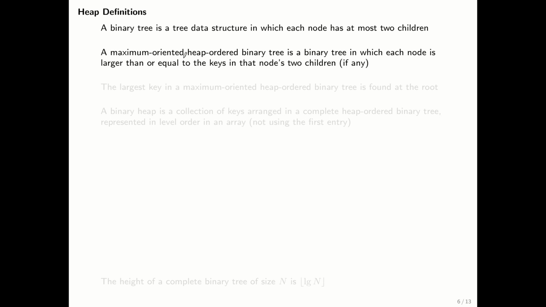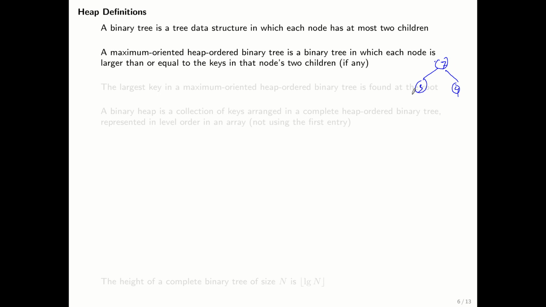Now, a maximum oriented heap ordered binary tree is a binary tree, which is what we just talked about, in which each node is larger than or equal to the keys in that node's 2 children, if any. Right? So what we're saying here is that a maximum oriented heap ordered binary tree is a binary tree which looks something like that. So the key here, for example, 7 is greater than or equal to the keys in its 2 children. So here, for example, we might have 3, we might have 4. So notice that 7 is greater than or equal to these 2 guys.